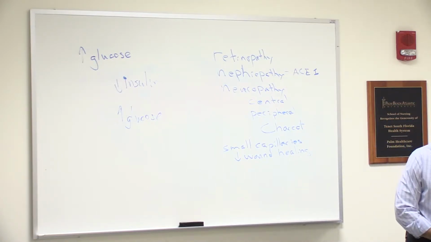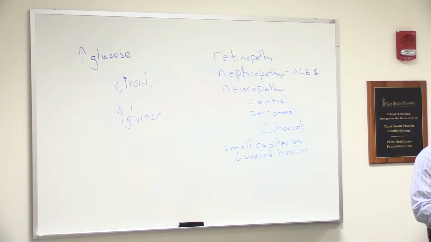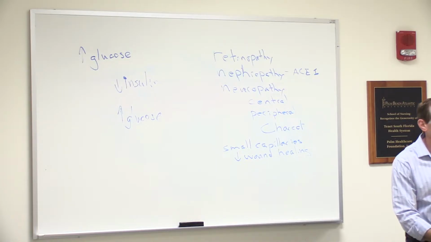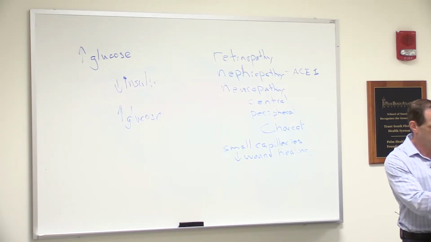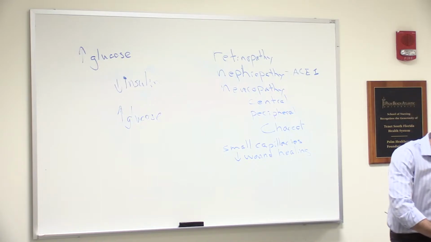Now, peripheral neuropathy in diabetes tends to be from the extremities upwards. So it starts in the extremities and then works its way up. Sometimes you'll hear them talk about stockings and gloves. So they have neuropathy from here down and from here down.